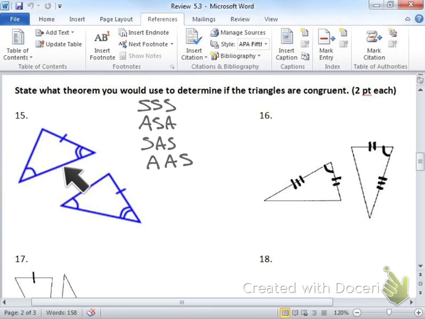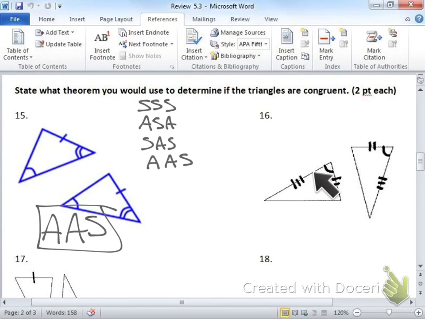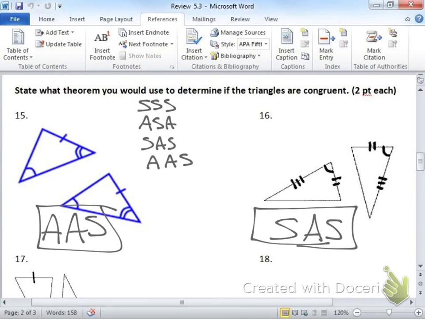So we have angle, angle, side, matches with an angle, and an angle, and then a side. So this one is AAS. Next one, we have a side, angle, side, matches with a side, angle, side. So this one is SAS. Any questions on 15 or 16?